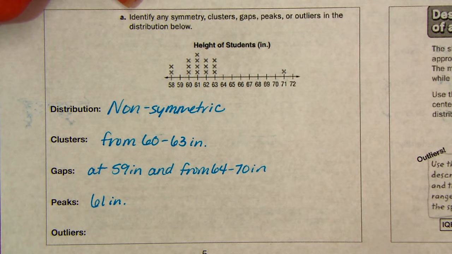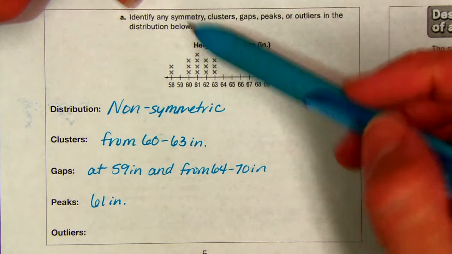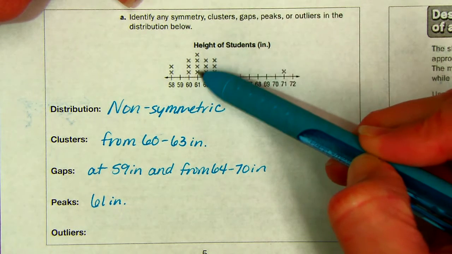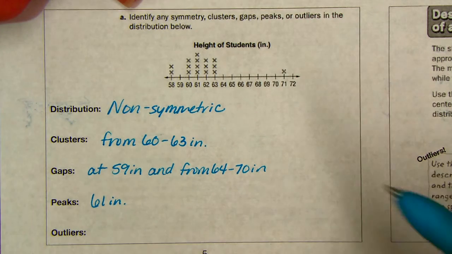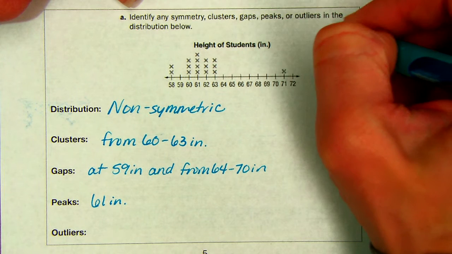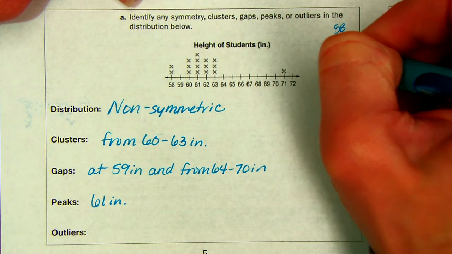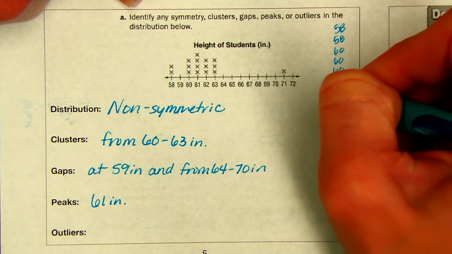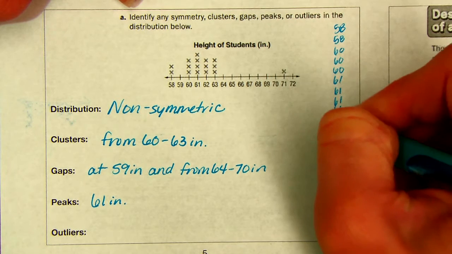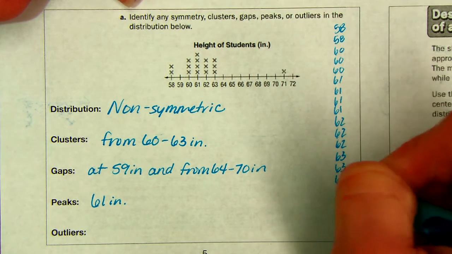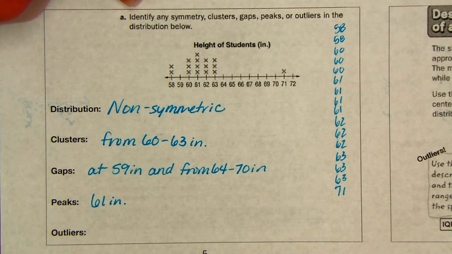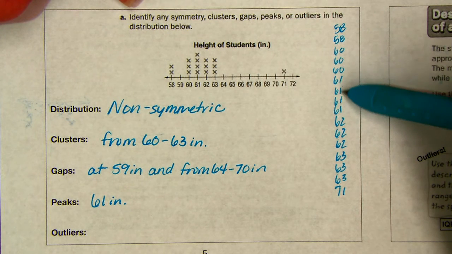To determine this, let's see, 1, 2, 3, 4, 5, 6, 7, 8, 9, 10, 11, 12, 13, 14, 15, 16. We have 16 numbers. Okay, if you want to, we could put it in order. 58, 58, 60, 60, 60, 61, 61, 61, 61, 63, 63, 63, and 71. Why am I doing this? Because I need to find my interquartile range, which means 1, 2, 3, 4, 5, 6, 7, 8, 9, 10, 11, 12, 13, 14, 15, 16.